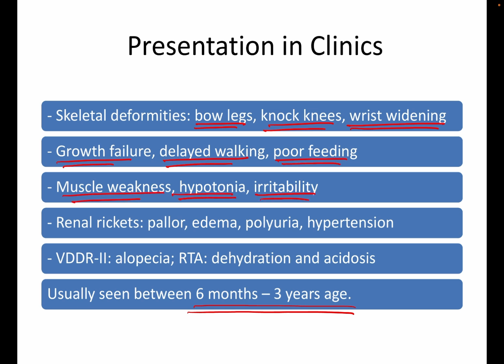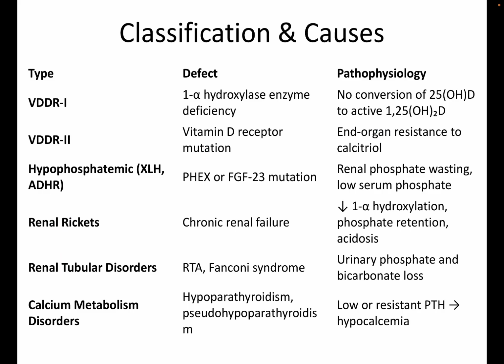In case of renal rickets, they will present with pallor, edema, polyuria, and hypertension in addition to the above symptoms. In case of vitamin D dependent type 2 rickets, there will be alopecia, and in case of RTA, there will be dehydration and acidosis. So, what are the classification and causes to sum it up?